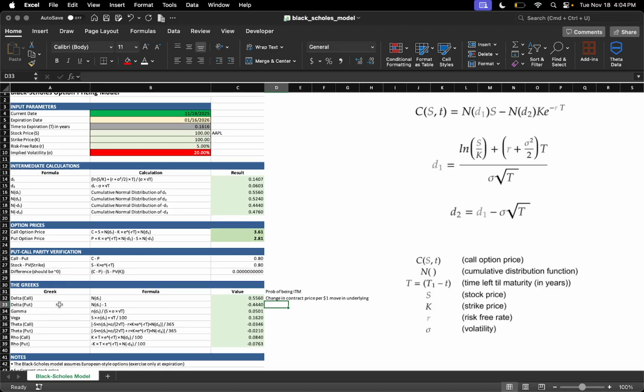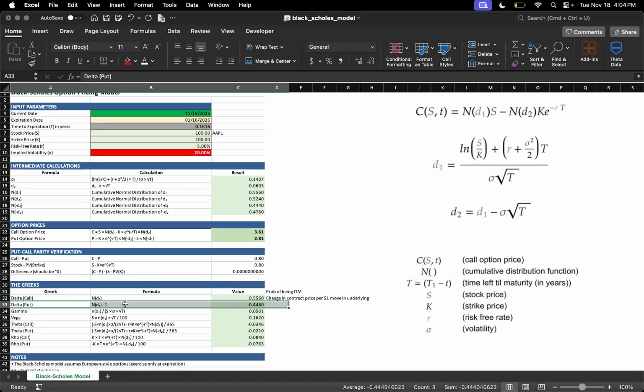Now we have the put side of the equation, which you just subtract 1. You just flip it, right? So you just do the inverse. You just minus 1. And so delta for calls is positive. Delta for puts is negative because puts are going down, calls are going up.